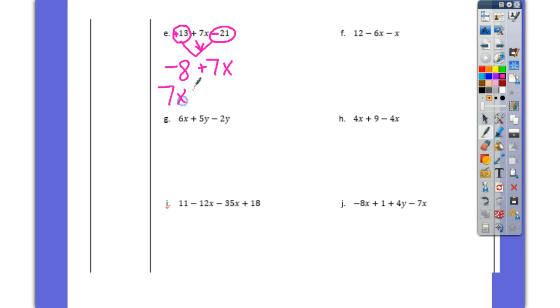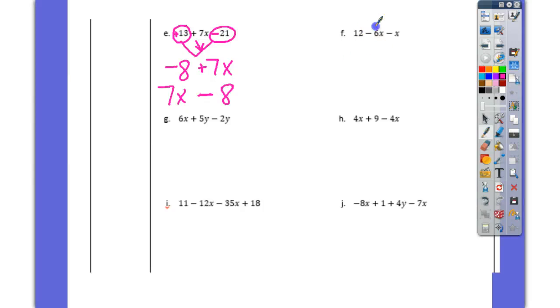Would it be 7x plus a negative 8? Like that? Or, no, negative. Right, it only gets one sign. What sign does it get? It's a plus 7x, true, but it's a negative, minus 8. So that's what it would look like if it was flipped around. Either one of those is correct.